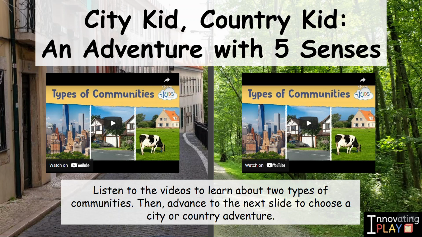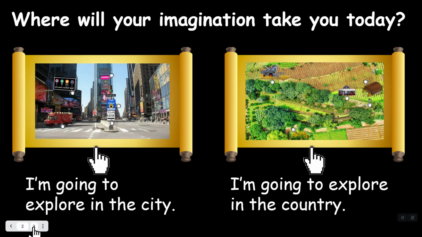So first you're going to listen to the videos to learn about 2 types of communities. Then you will advance to the next slide to choose a city or a country adventure. Remember, to advance to the next slide, you hover over to the left side of your device and you click on the next arrow to go to the next slide. So quick recap, you listen to each video, then click on the next arrow.